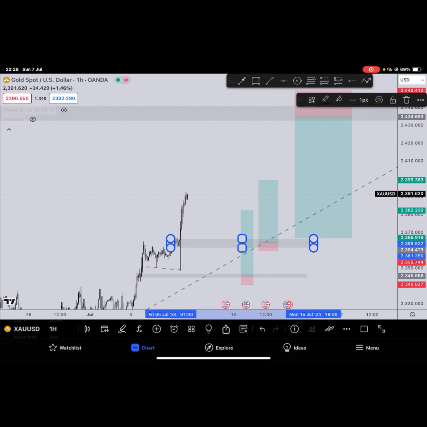Then here, I use other blocks and fib as my entry zones. But in this case, we couldn't make use of our fib. That's why we mostly make use of our other blocks on this trade to get our zones.